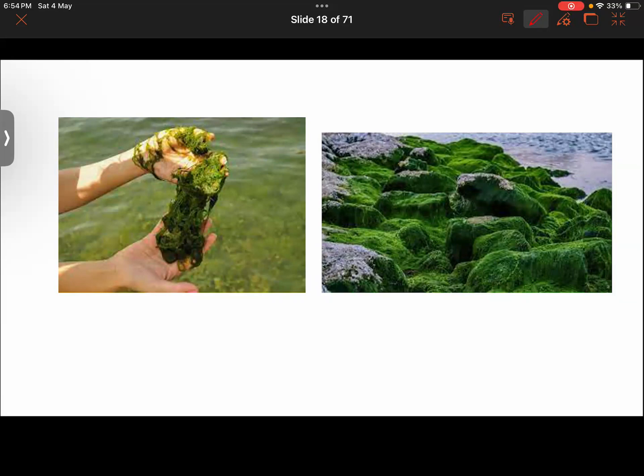Algae is nowadays being used as food to make different food products. Algae is used as a bioplastic also. Like using some algae, you can produce polymers, and using those polymers, you can replace the use of certain kind of plastics.